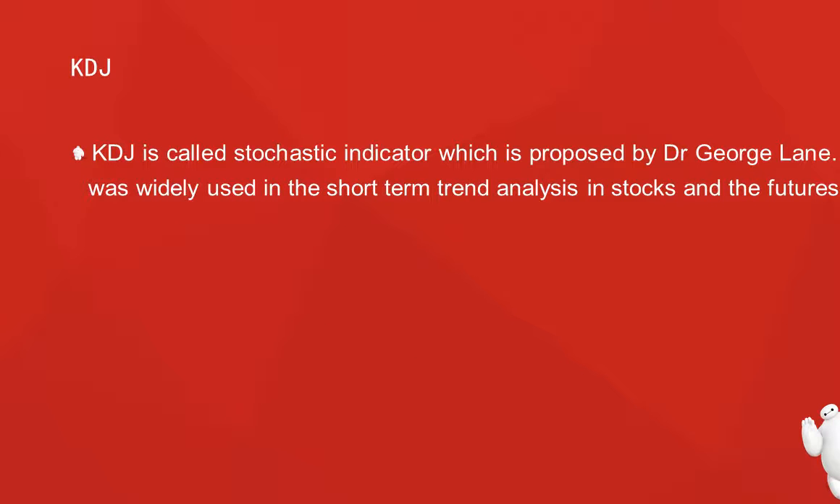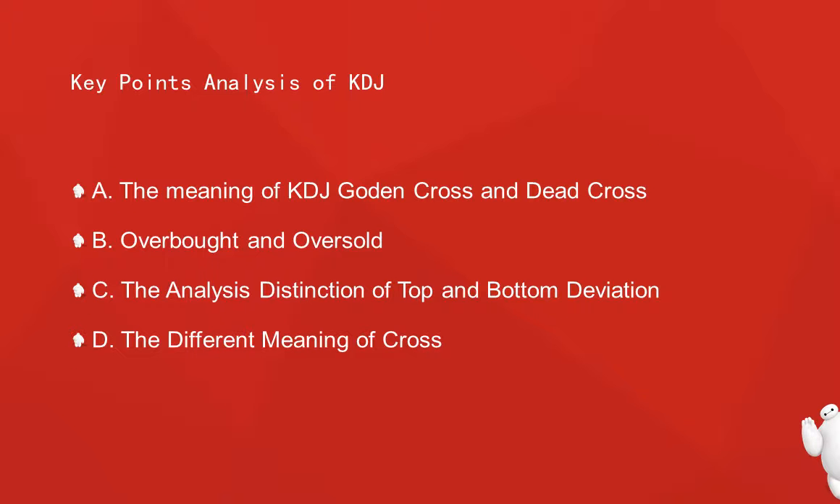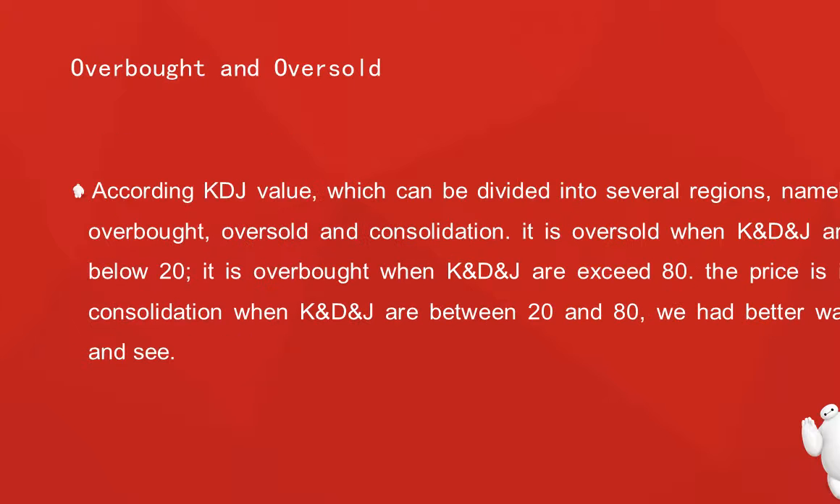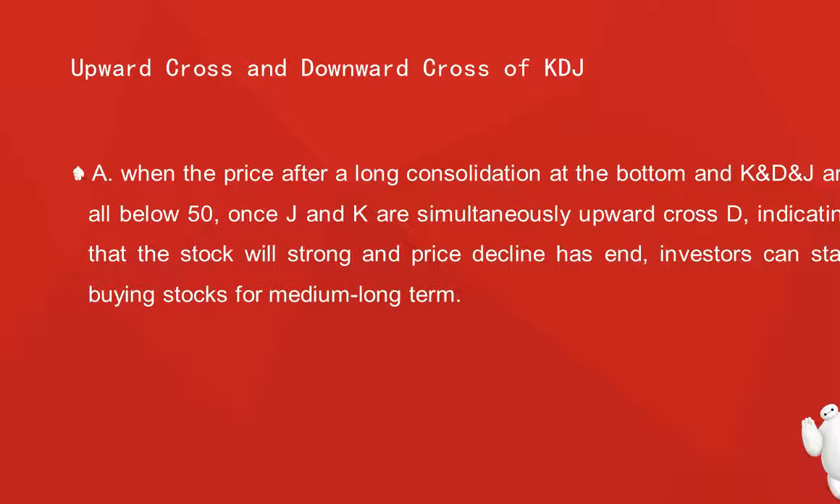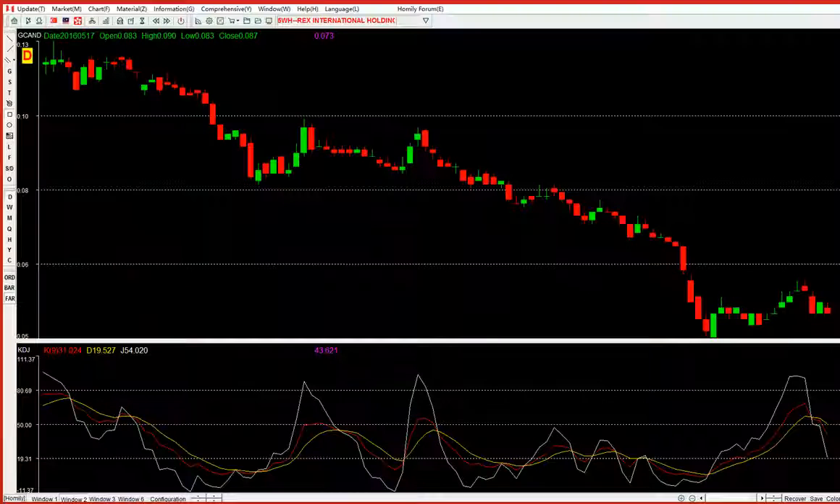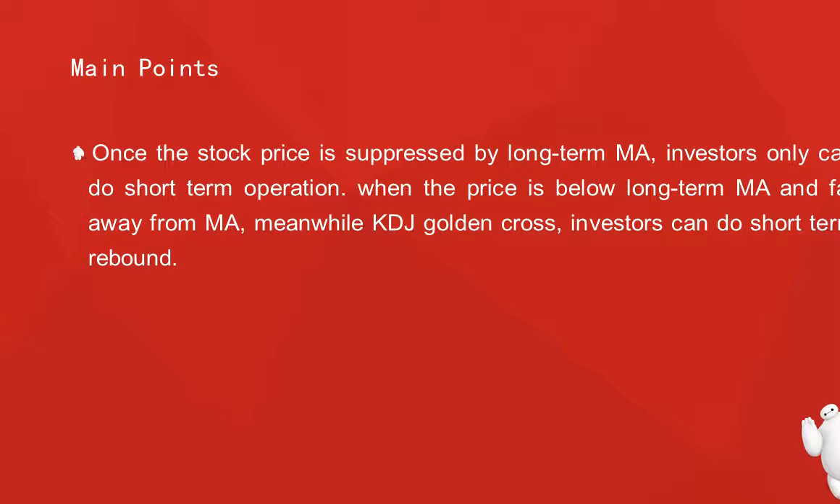Okay, so next one, the other indicator we learned is called KDJ. And this one is only for short term. Next, the RSI is also for short term, okay? So we learned the golden cross, overbought or oversold, the top and bottom deviation, and their different meanings. For KDJ, we should know the upward cross or downward cross. I hope you can remember the main points. You can combine it with moving average. If you see the long-term moving average is down, you should know that you can do some short-term rebound. Only for short-term, not for medium long-term, okay?